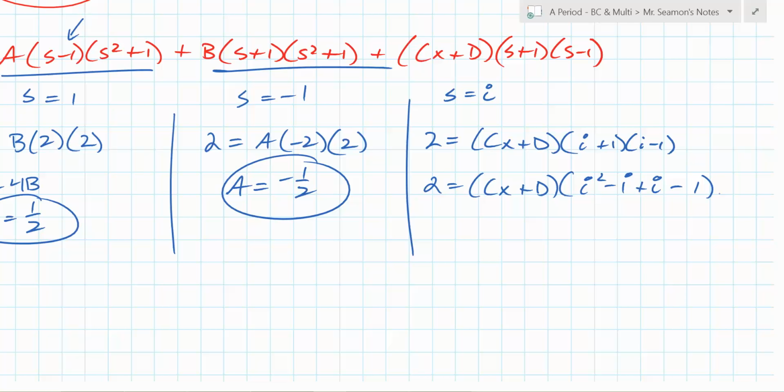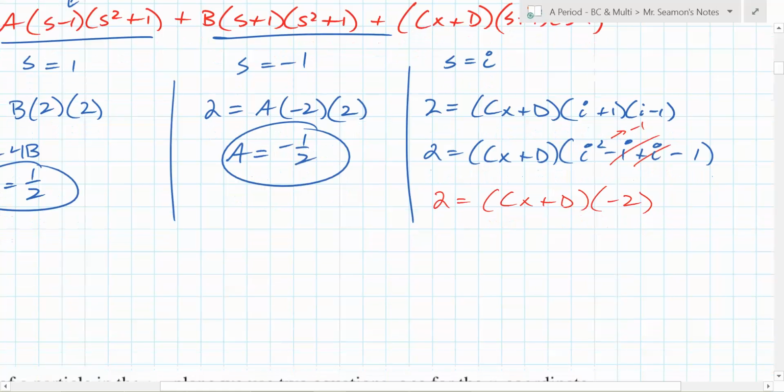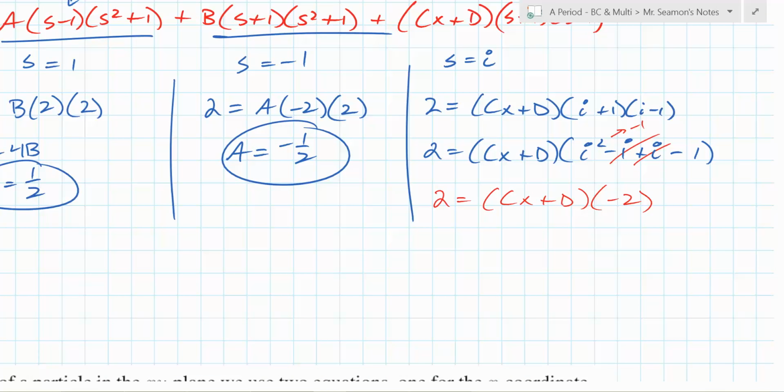They cancel. Do these things that we're not a fan of go away? Yeah, and what is i squared? So you end up with 2 is equal to cx plus d times what? Negative 2. What can you divide both sides by? So you end up with negative 1 is equal to cx plus d. And you're like, oh man, I have one equation and 2 things. Oh, well, wait a minute. Does that tell you everything you need to know right there? Are there any x's on the other side? So what does c have to be, Umi?